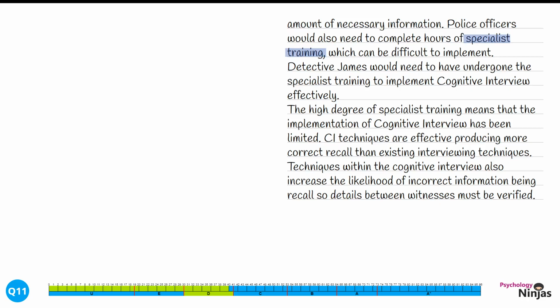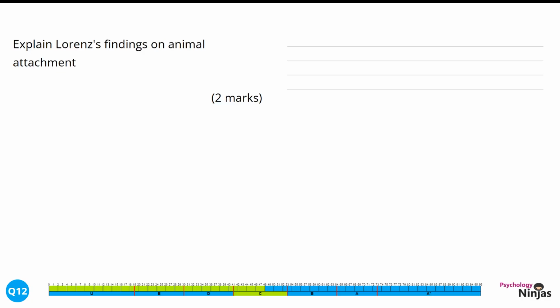Explain Lorenz's findings on animal attachment, 2 marks. Here we've got the command word explain, which requires us to give a bit more detail than just some statements or identifications. There's some assumed knowledge in this question in terms of findings. These are the results of a particular piece of research. These findings must all link to Lorenz's research rather than anything else for our marks available. We want 2 separate findings for the 2 marks in this question.